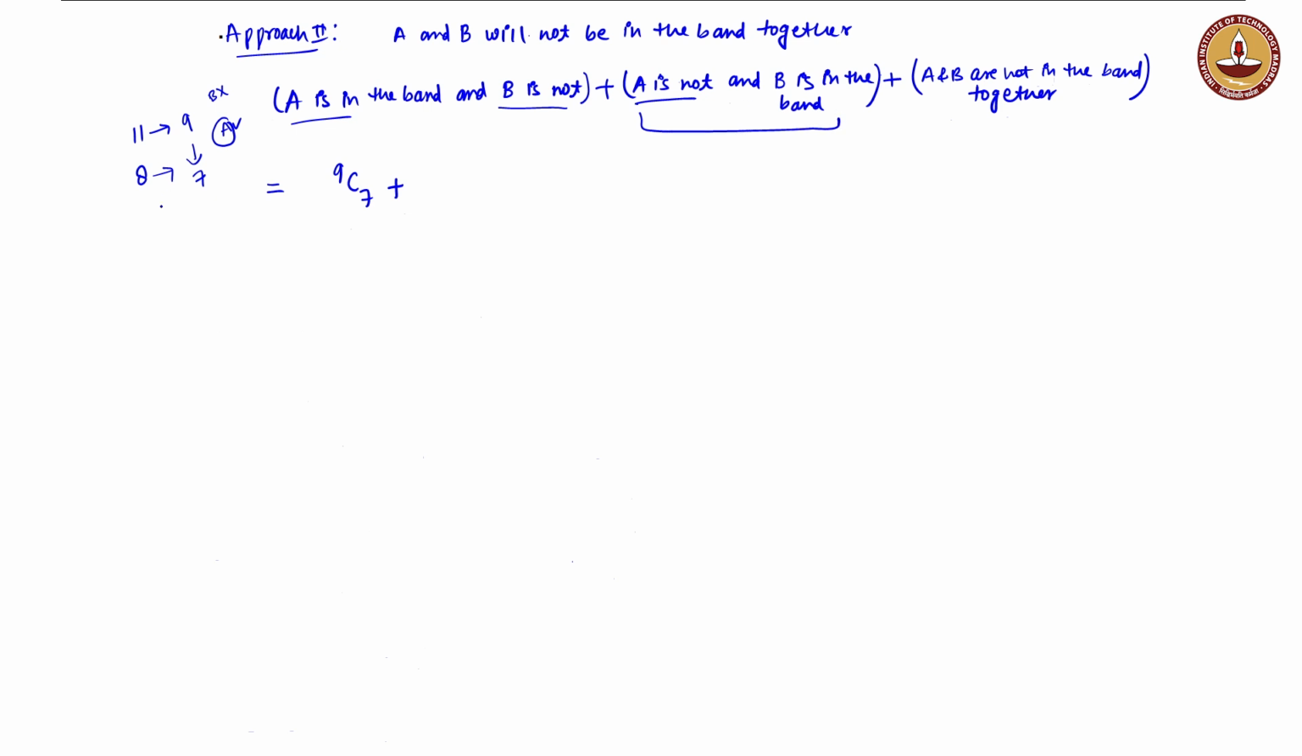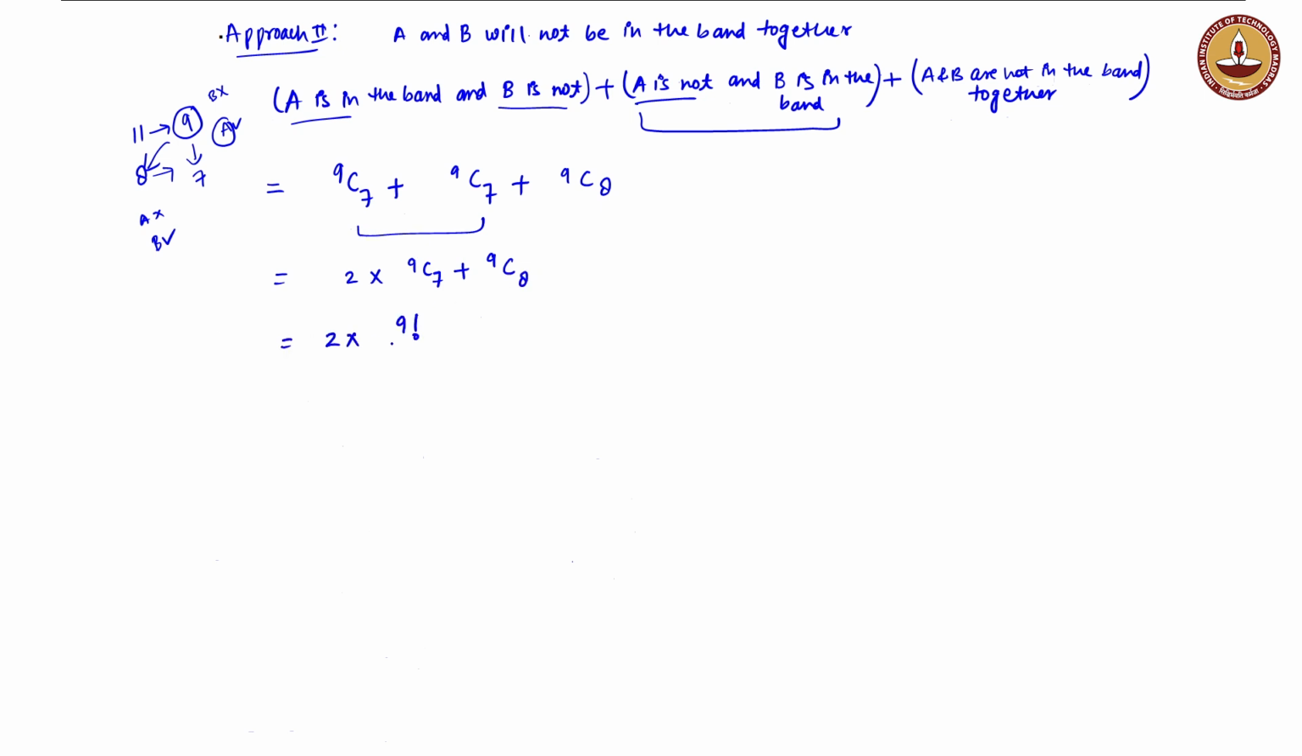A is not there, but B is there. So again B is there, so I have to choose the remaining 7 people out of 9. So it will be 9C7 plus, here when A and B both are not there, that means A and B already are not there. So here it will be 9 people and I have to choose all 8 people out of 9. So now we have to solve this part. So these two will be 2 times 9 choose 7, plus 9C8.